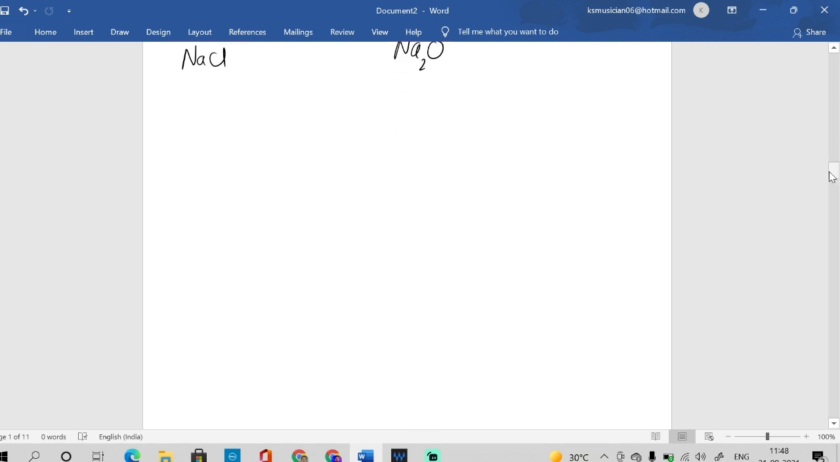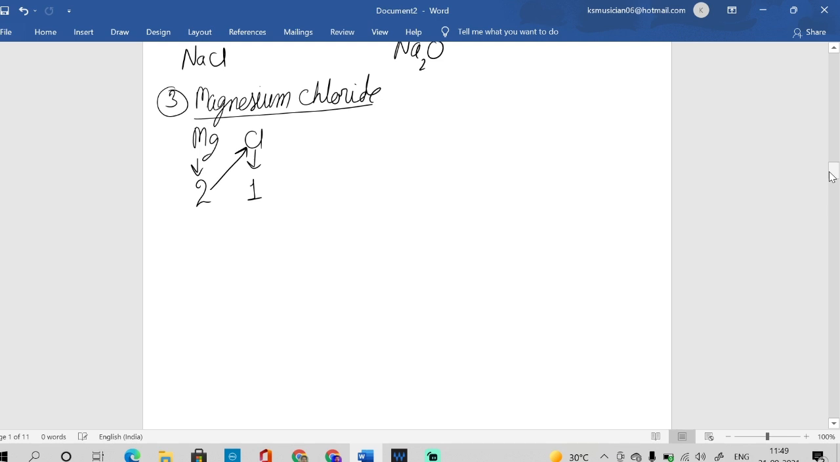Okay, then if we say magnesium chloride. We all know magnesium is 2 valency, and for chloride it is 1 valency. So by cross multiplying you can get the formula, it is MgCl2.